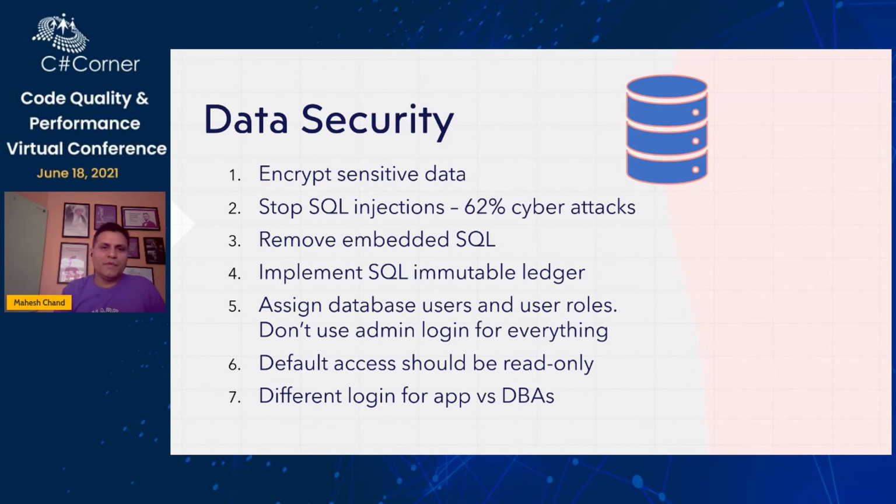And we just talked about number four, the SQL immutable ledger. Number five, yes, this is very important. When you are creating new database objects like tables, history, procs, by default it should be read only. It should be read only access, and it should be minimum access for the users. When you are creating those roles and users, only admin should have more control over the things, right?